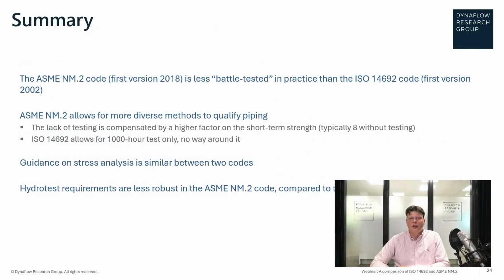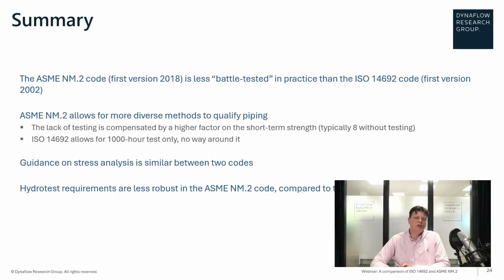So in summary, the ASME NM2 code is less battle tested in practice than the ISO 14692. With the ISO 14692, there are already projects developed using that code which have reached the end of their project lifetimes, 20 years. So of course, there's a lot more evidence of reliability here than for the ASME NM2, which is a lot newer.